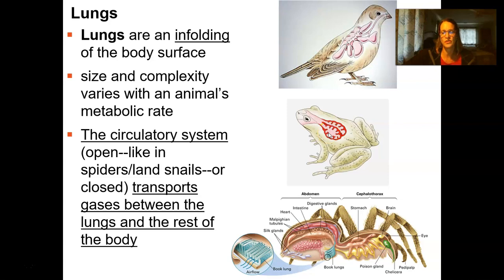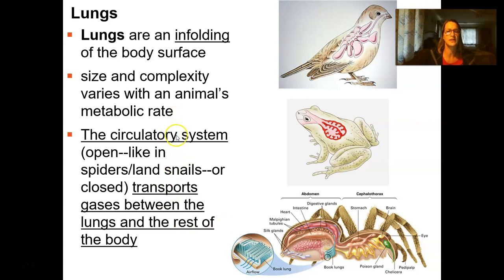And you should also know that there are some organisms that you would not expect that also have lungs, like invertebrates. So, for example, land snails and spiders have lungs. This is a spider and this is a book lung. You can see it's pretty simplified. It's not very complicated. But for all organisms with lungs, whether or not they have an open or closed circulatory system, remember these arachnids actually have an open circulatory system, and so do land snails.